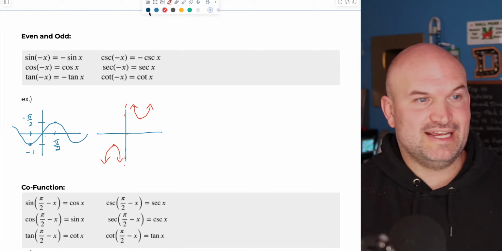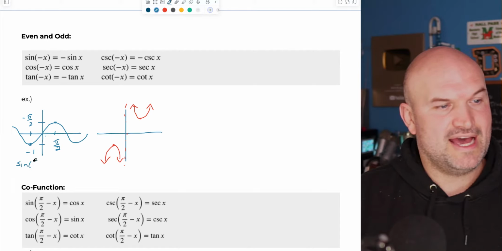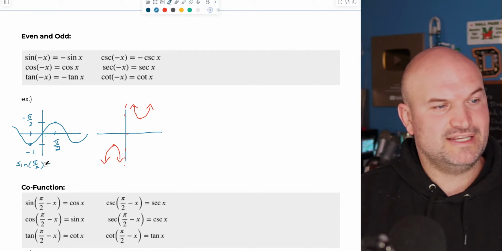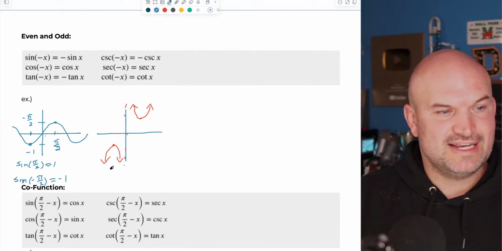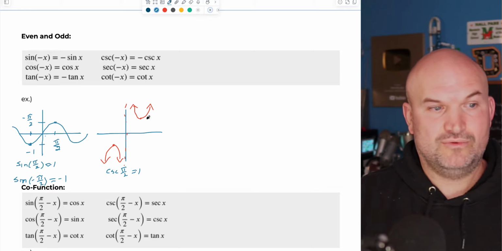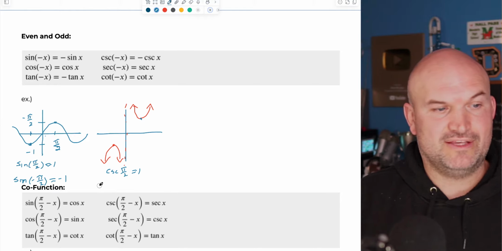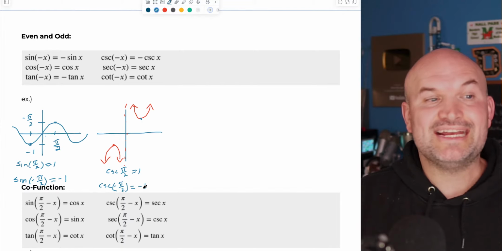So again, what I want you to see is, let me actually just write this out. If I have the sine of pi halves, that's equal to 1. The sine of negative pi halves is equal to negative 1. And ladies and gentlemen, this is true, the exact same thing over here. If I say the cosecant of pi halves, that's going to equal 1, right? You can see that value is right there. And the cosecant of negative pi halves is going to be equal to negative 1.